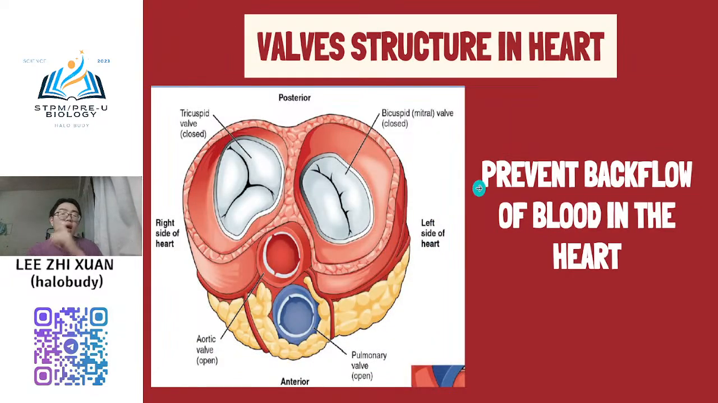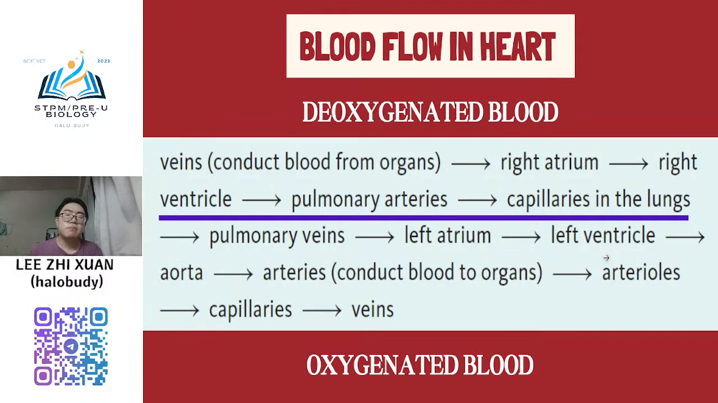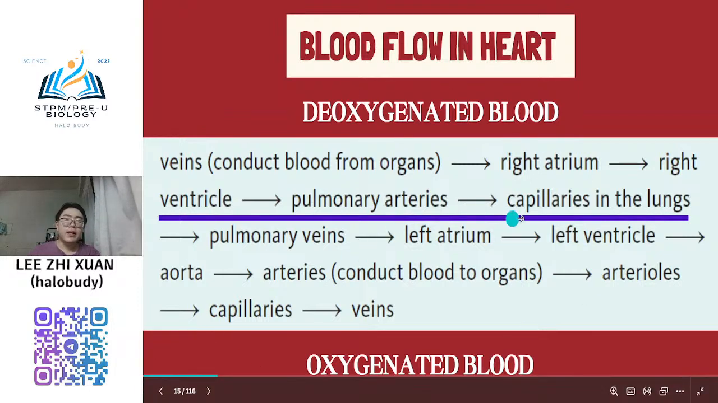Okay, about the valve structure. Normally, I just want to show you the structure of the tricuspid and bicuspid valve. The main function of the valve is to prevent backflow of the blood in the heart. So what does this mean? You need to know the blood flow in the heart. I think you should know this, but never mind, if you already forgot, I repeat again. So this is the flow of the blood in the heart.